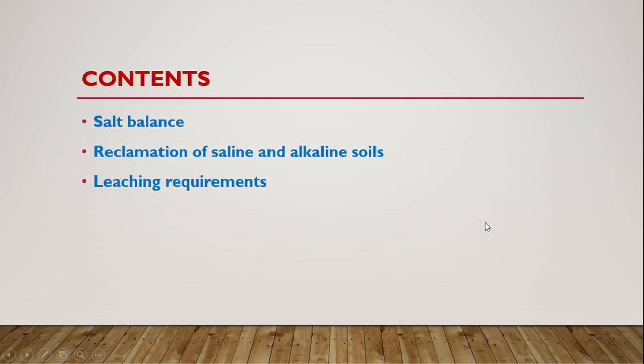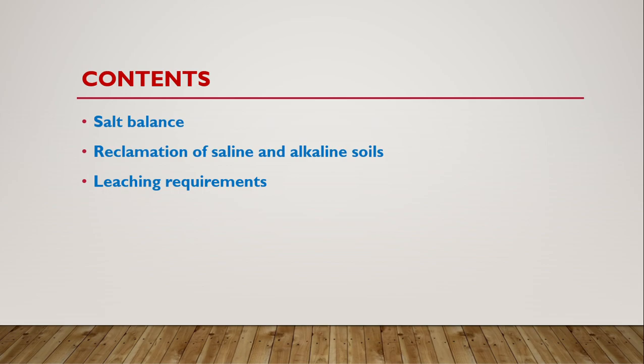So in this lecture, we will see three topics: salt balance, reclamation of saline and alkaline soils, and leaching requirements. Why we are discussing these topics in drainage engineering is because before doing drainage, we should know whether the soil is saline or alkaline, because a particular amount of alkali, salinity, everything is necessary for our crop. Other than when it is over a limit, then it may cause harm to the crops. So we have to know whether the salinity or the alkalinity is okay for the crops before drainage. Because of that, we are discussing these topics in drainage.